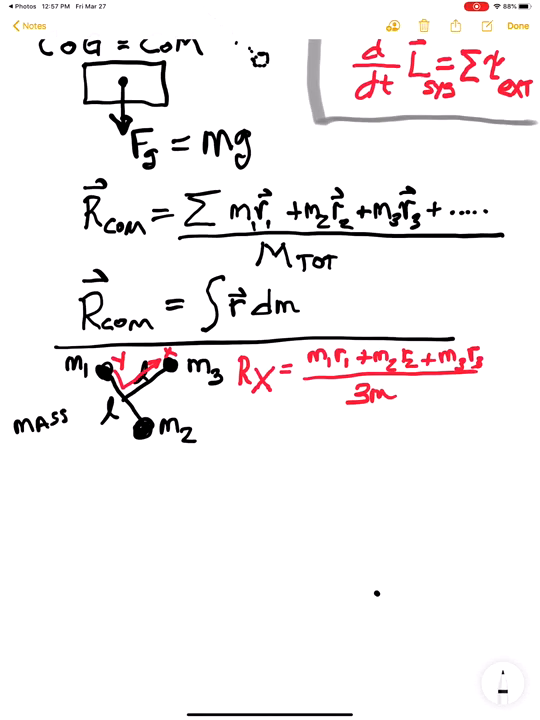Let's make a note that in this first attempt, masses are equal. Again, my goal here is just a simple example. I'll post a more complex example after this lecture. Okay, so back to where we were. I now have to do the y component of our center of mass, and that's going to give me m1 y1 plus m2 y2 plus m3 y3, all that divided by 3m.